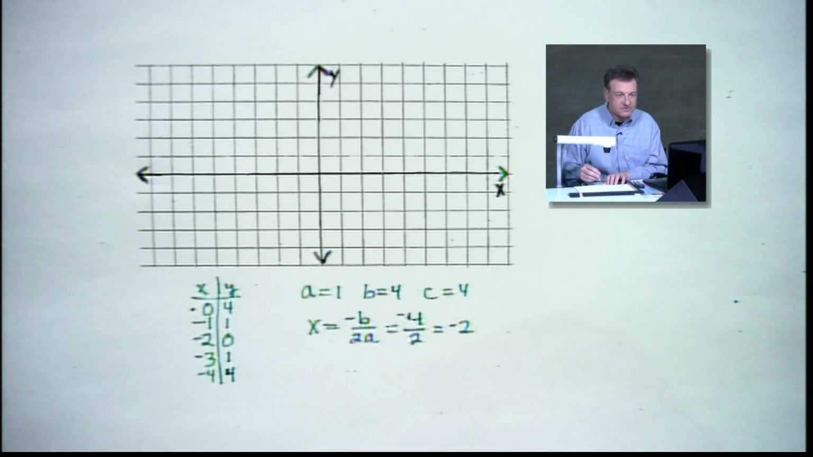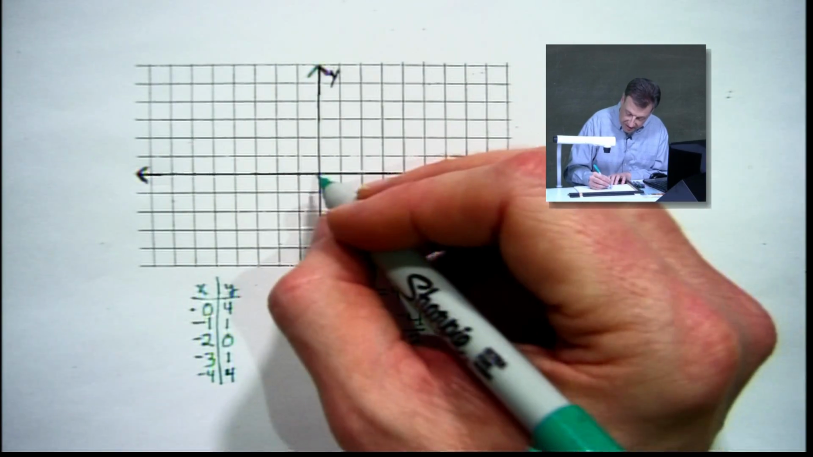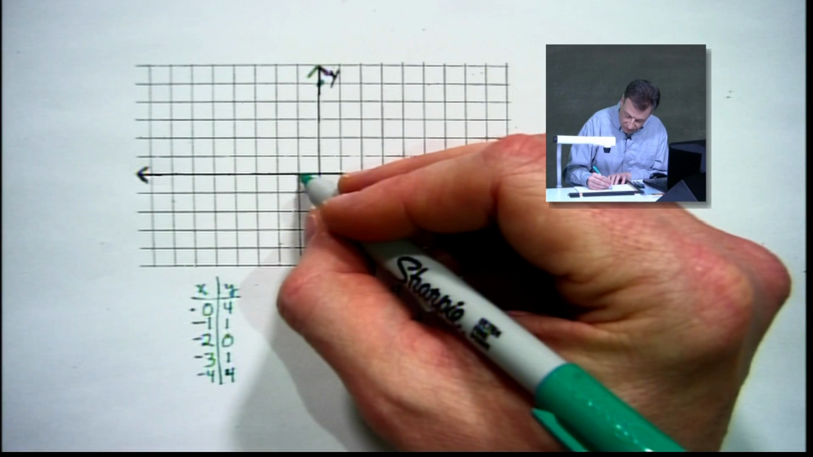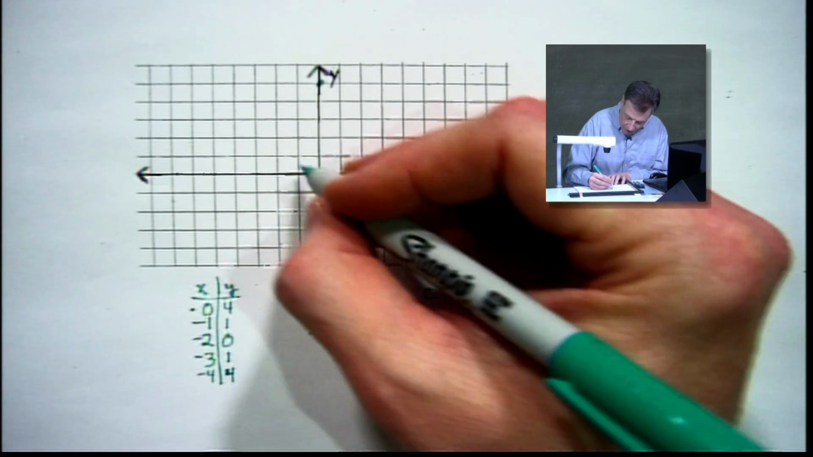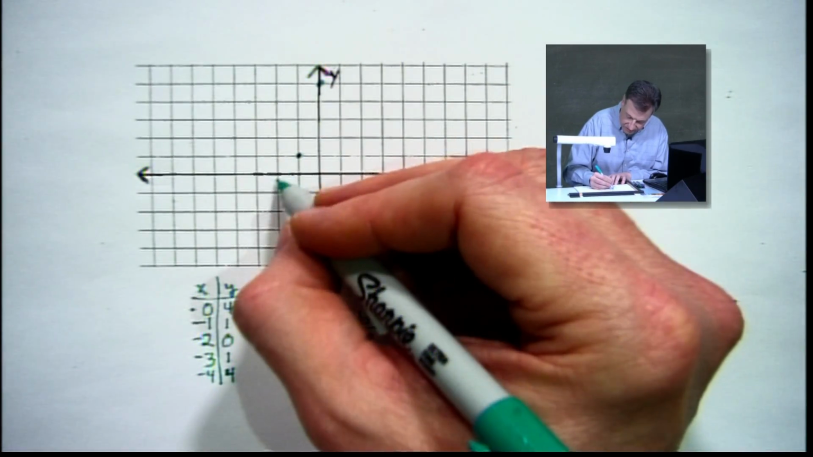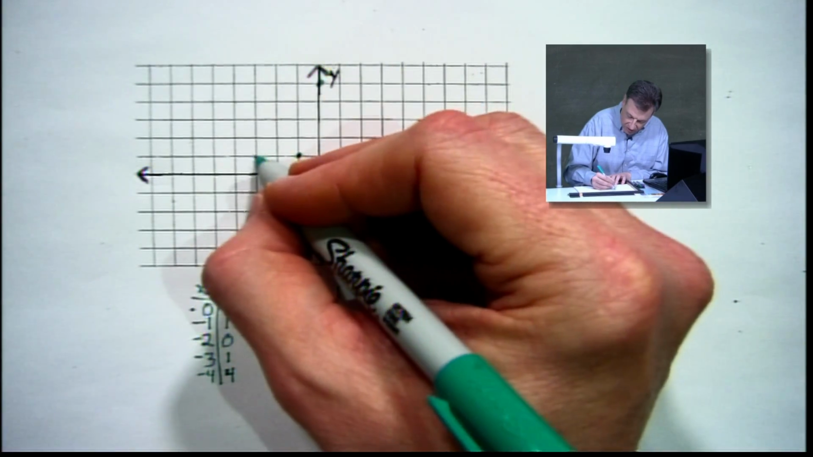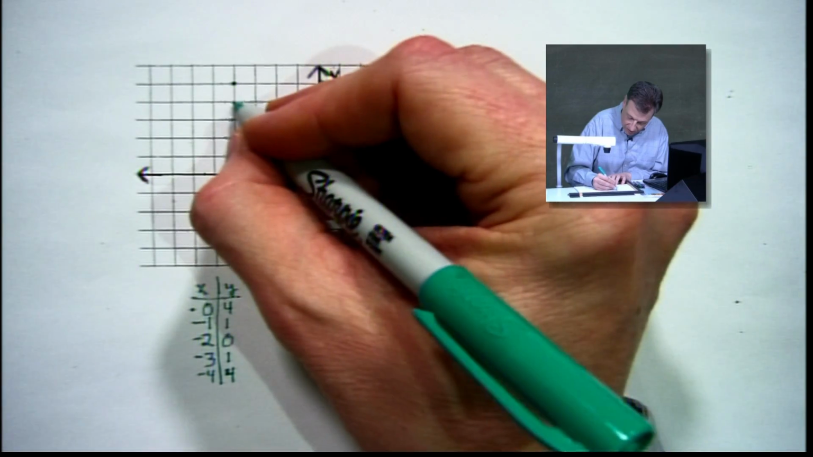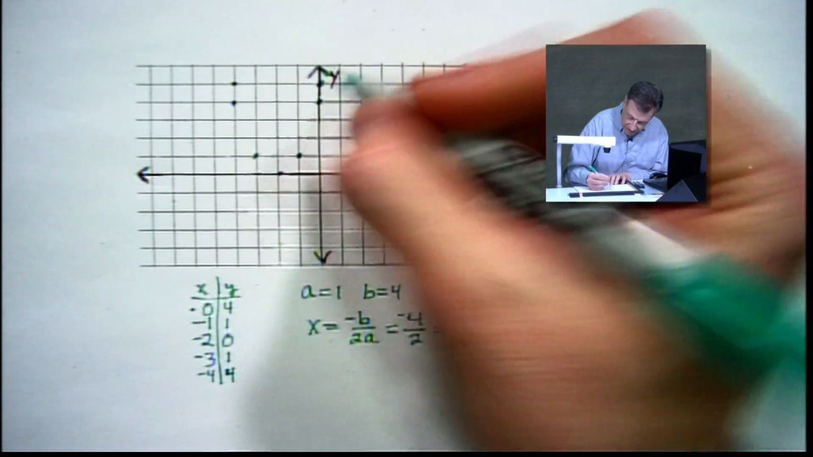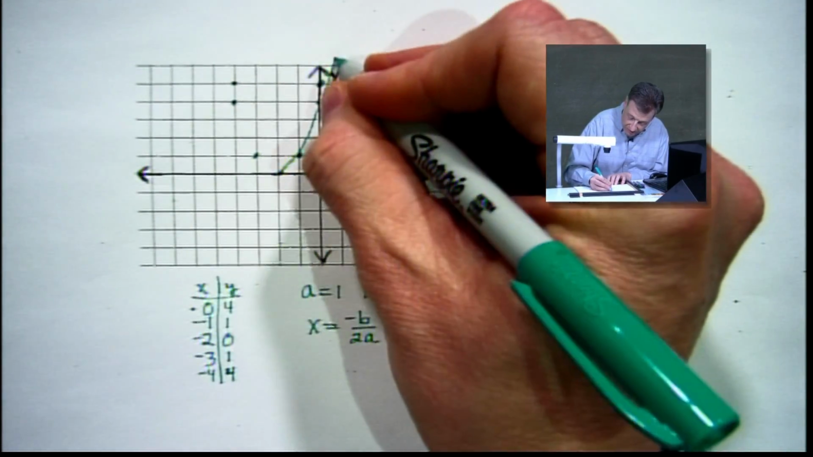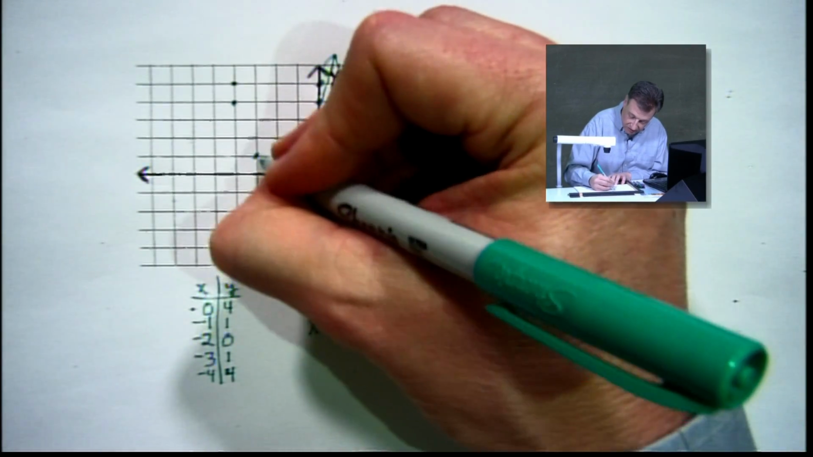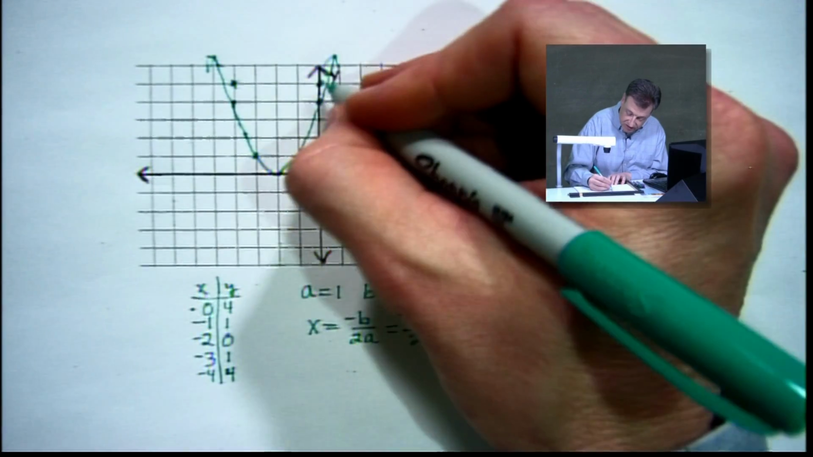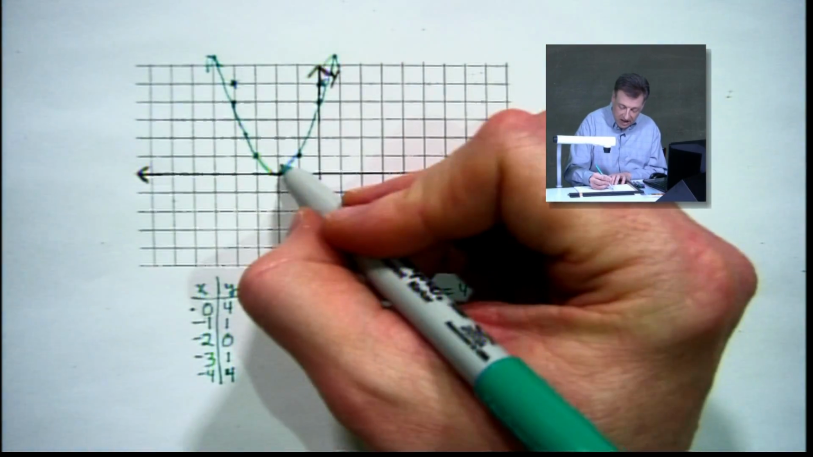Let's plot those points and see what's going to happen. We've got 0, 4, right there you go. We got -1, 1. We've got -2, 0. We've got -3, 1. And we've got -4, 4 here. Let's count them right here. Right there we go. Let's run it right up through there. There's our curve. Now that one does not need to be there. Notice that. There's our parabola.